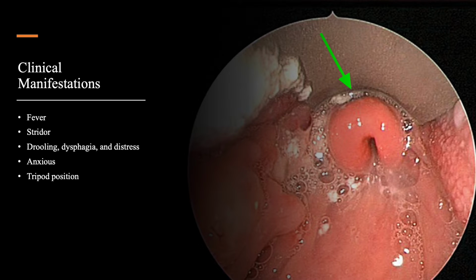While in the emergency department, the child will be noted to be in an upright position with their mouth open in a tripod position. They will sound muffled and have some anxiety. It's also important to note the 3 Ds, which include drooling, dysphagia, and distress.